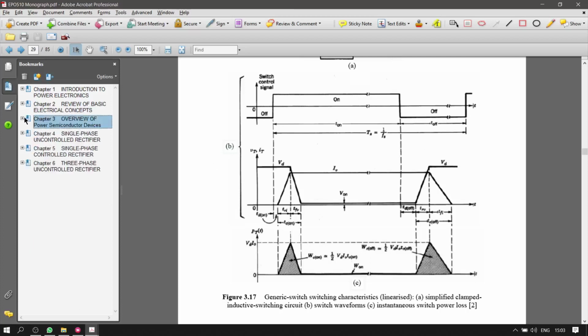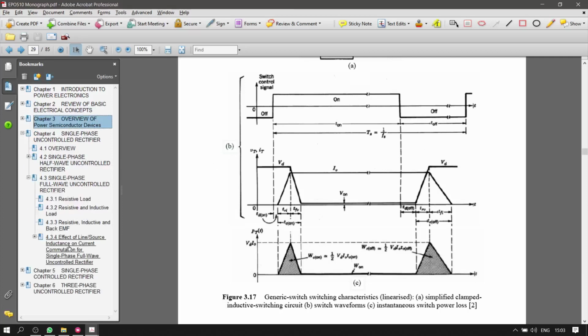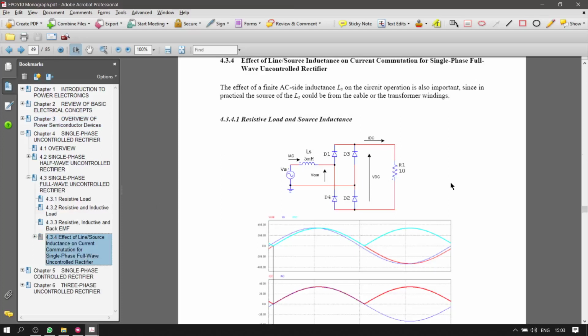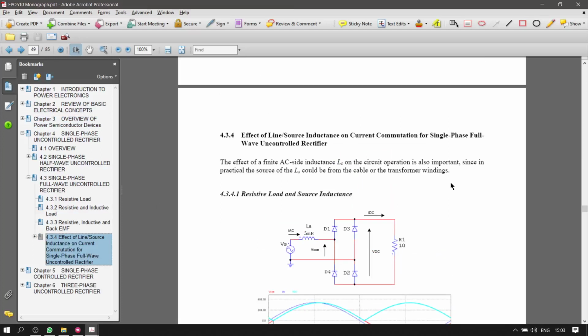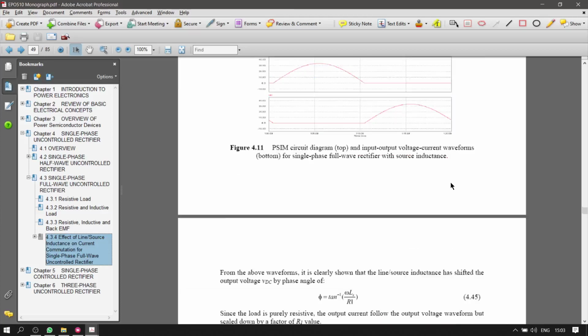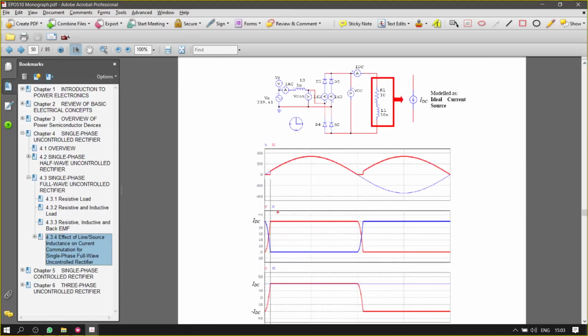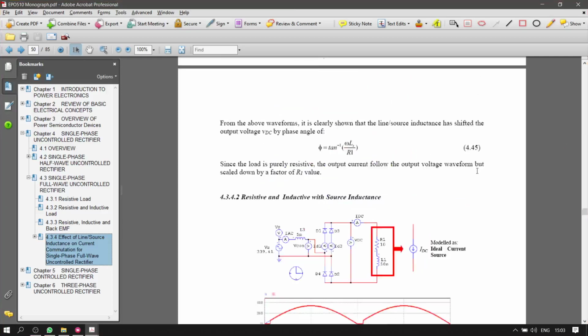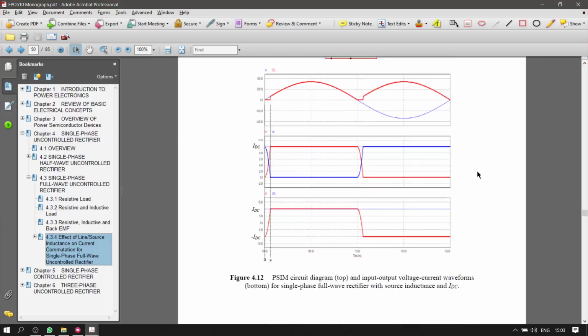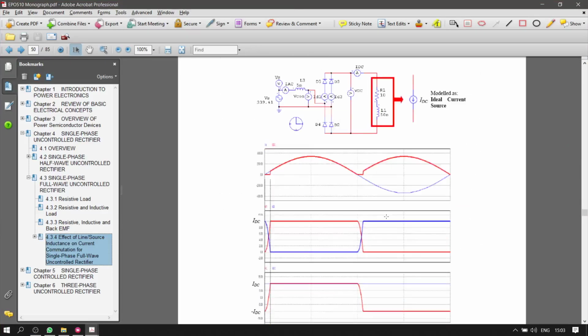And on the uncontrolled rectifier, look into the full wave and line source inductance. So you have the effect of line source inductance. Be careful, right? You have to understand why the voltages appear to be like that. For example, during this overlap, why is there zero voltage here? So you have to be careful and look into how to explain and how to sketch the waveform.